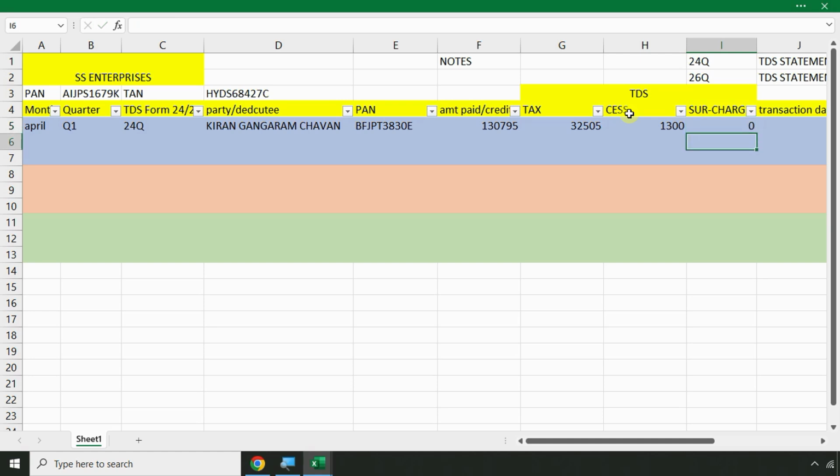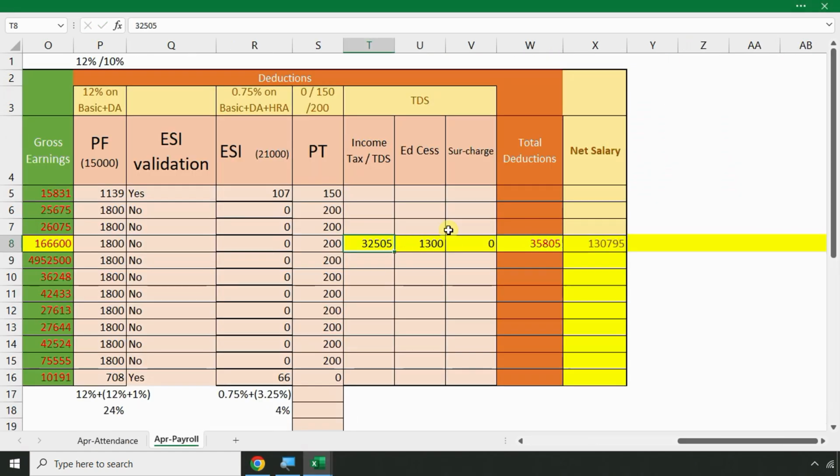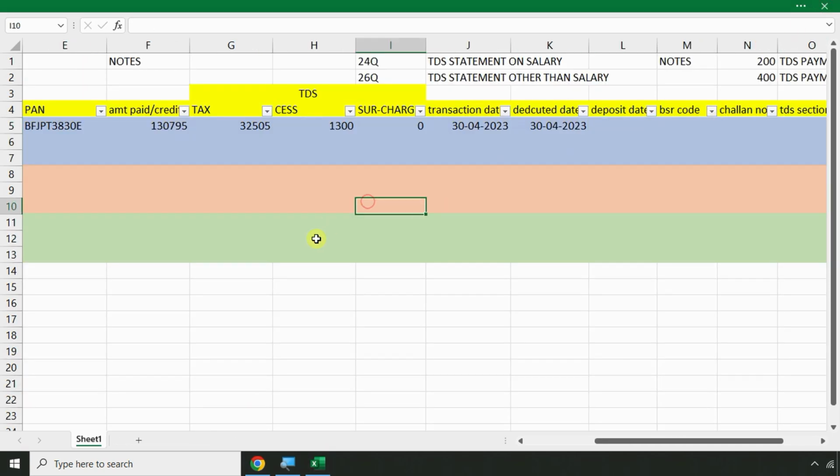Surcharge in this way. Surcharge 0. And here, transaction date. I paid salaries on 30th of April 2023. So same day I deducted TDS, 30 April 2023, and TDS deposit. Now I go and deposit. Okay, that's done. So I am going to close the payroll sheet. I am maintaining only the TDS challan register.